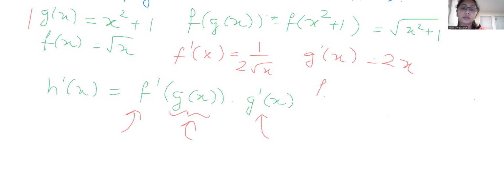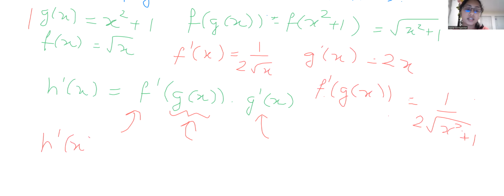So if we evaluate f prime of g of x, we have that it's 1 upon 2 square root of x squared plus 1. And hence, putting it all together, we get h prime of x is f prime of g of x, which is 1 upon 2 root x squared plus 1, times g prime of x, which is 2x. Here our 2's cancel, giving us x upon square root of x squared plus 1.